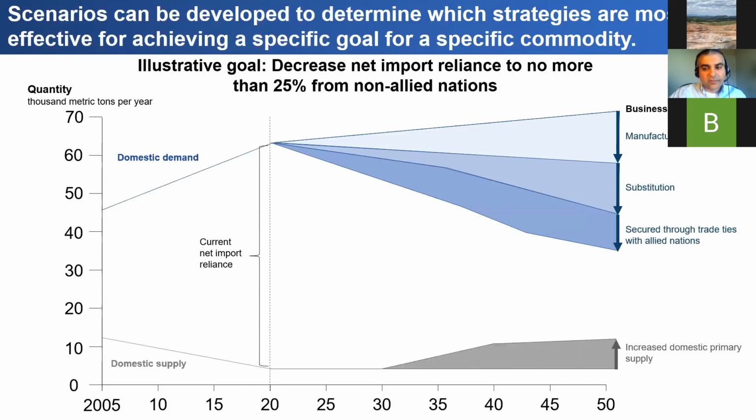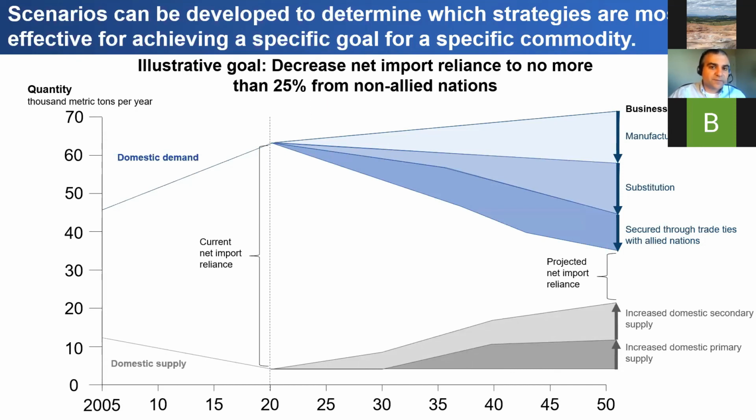Of course, on the domestic side, we can increase primary production. We can increase secondary production through enhanced recycling. And so we have our projected net import reliance. And if it's down to 25%, great. Maybe the rest of it, we can use the national defense stockpile to sort of buffer against any supply disruption that might happen. So this is sort of a generic way that I'm thinking about in terms of these wedges.